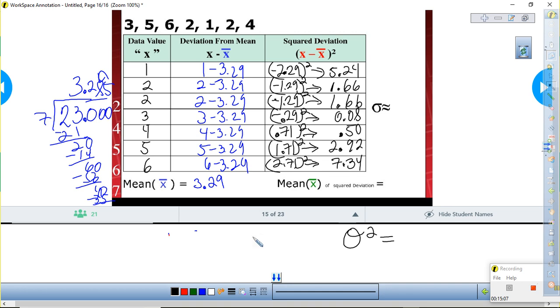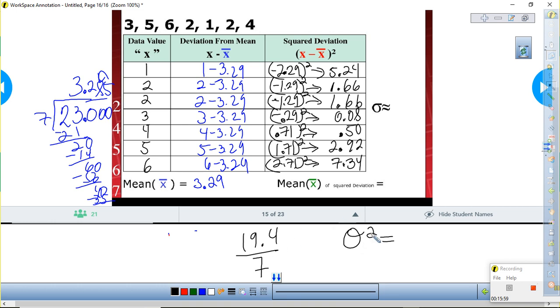Got the sum already? Someone's got the sum? Jaylene? 19.4. And then we're going to divide by what, everyone? 7? Okay. Divide by 7.